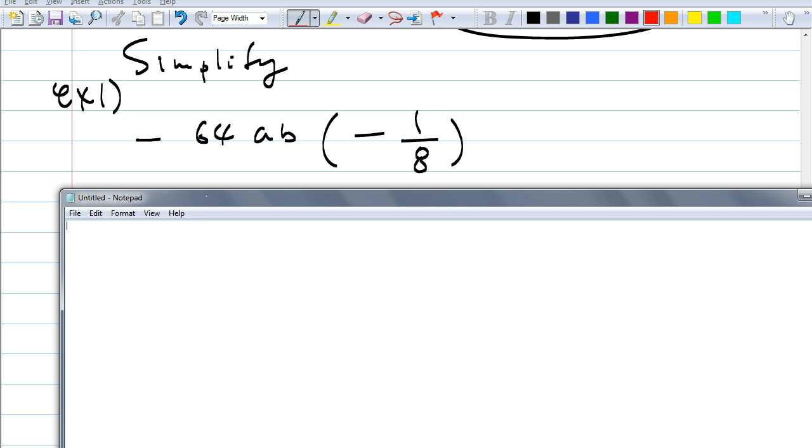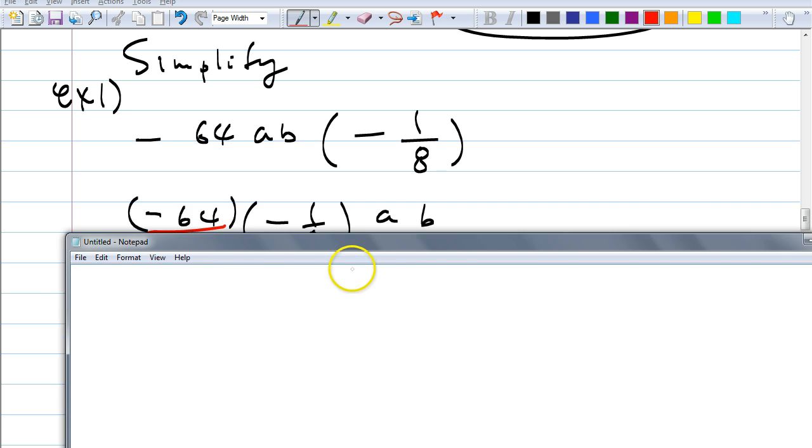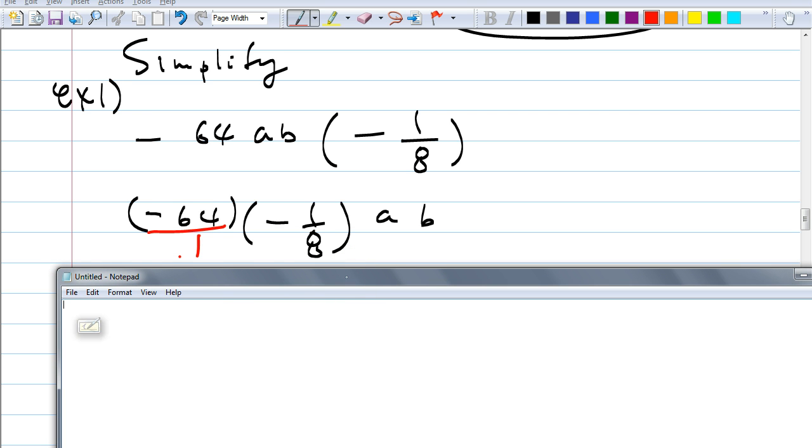This is sort of a good review for your test that's coming. Who haven't I called today? I haven't called Sung. What do you think? What property tells us that we could rewrite this as this? Negative 64, of course, is really negative 64 over 1, right? And then times negative 1/8. What do you think, Sung? Commutative. C for what, class? C for change.